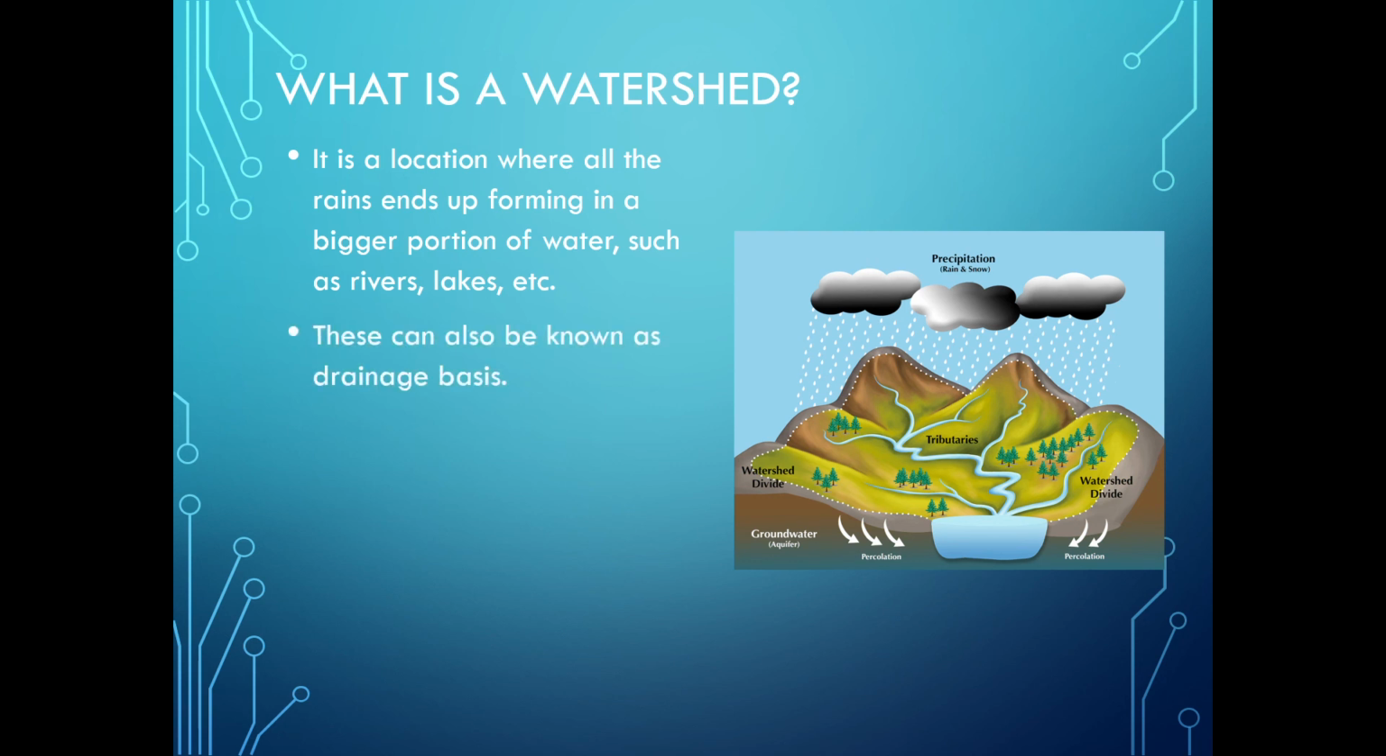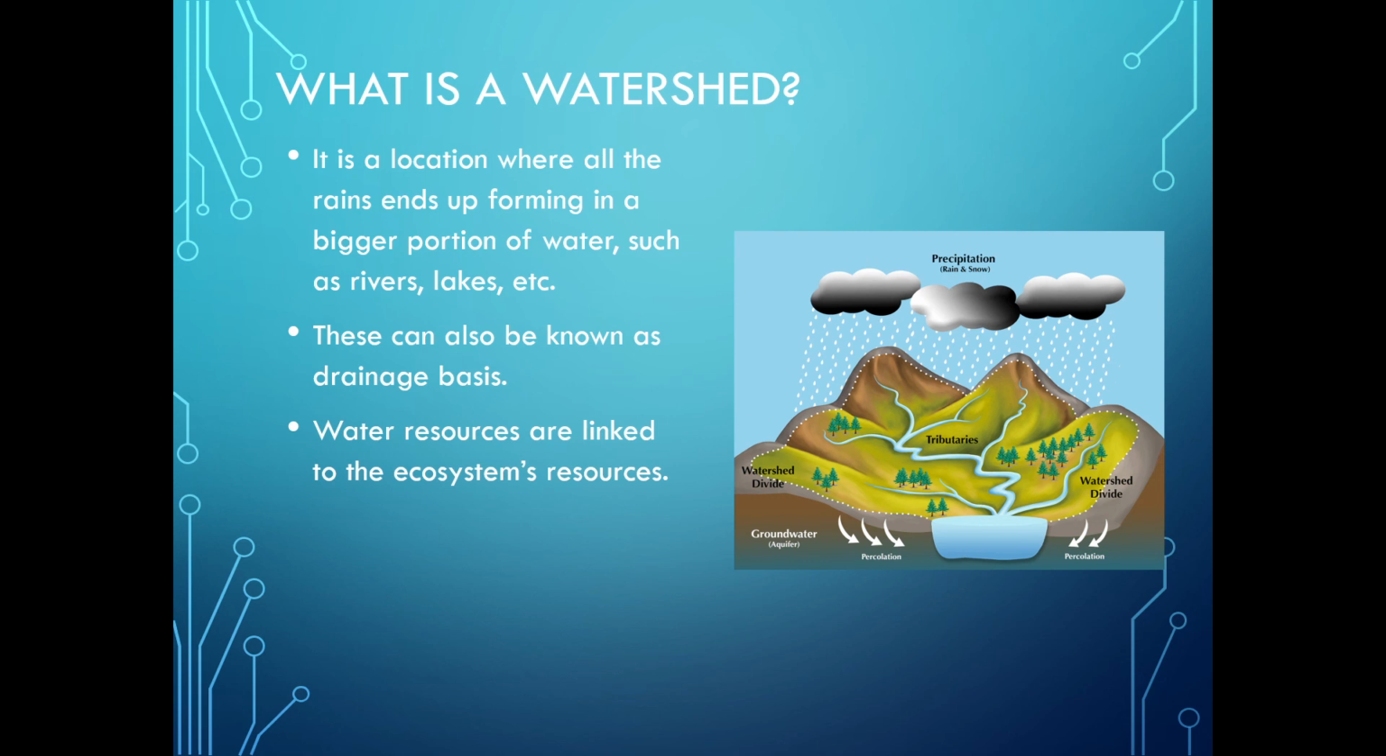These can also be known as drainage basins. And water resources are linked to the ecosystem's resources. So, remember that water is an essential part for life and for ecosystems as well, because all living beings need water in order to survive. When we talk about plants, they need water in order to grow, and animals also need to consume water in order to have all of their body functions working correctly.